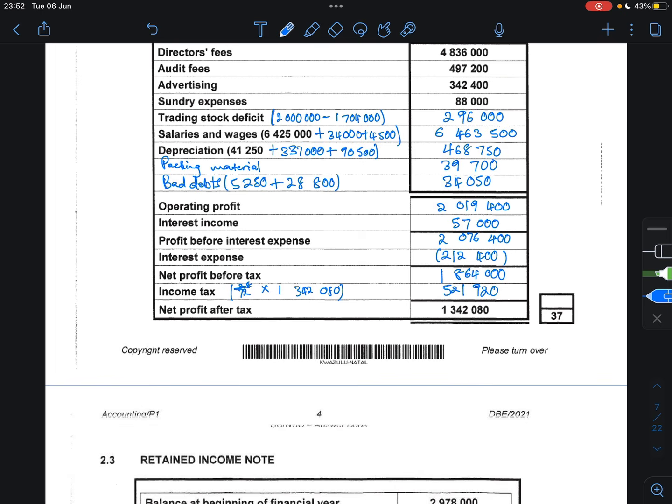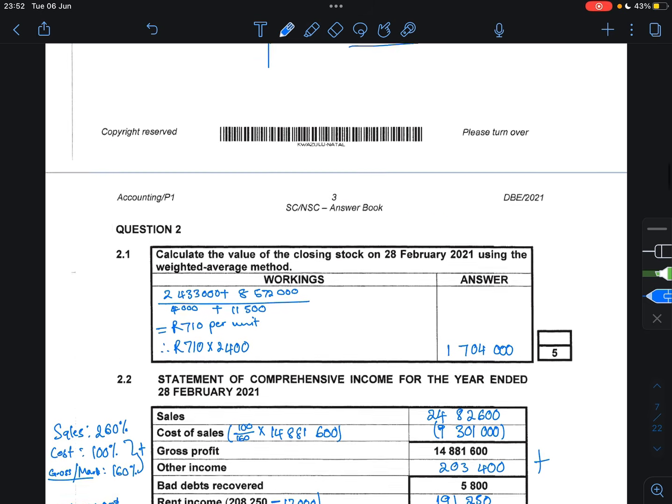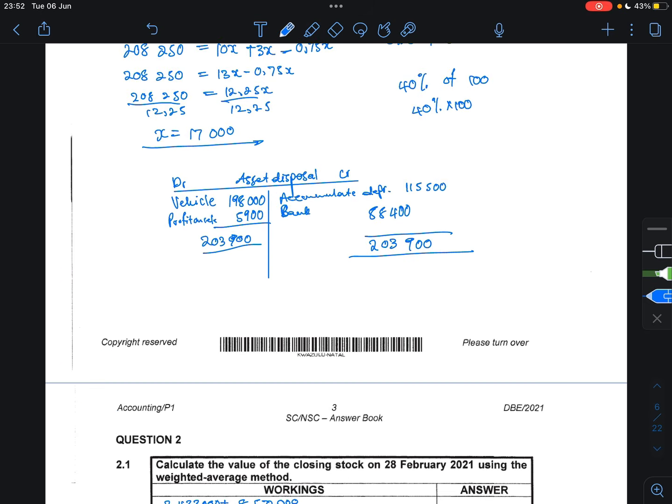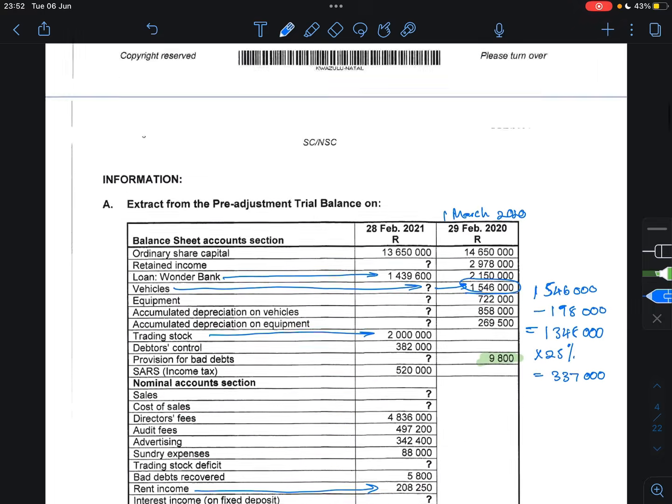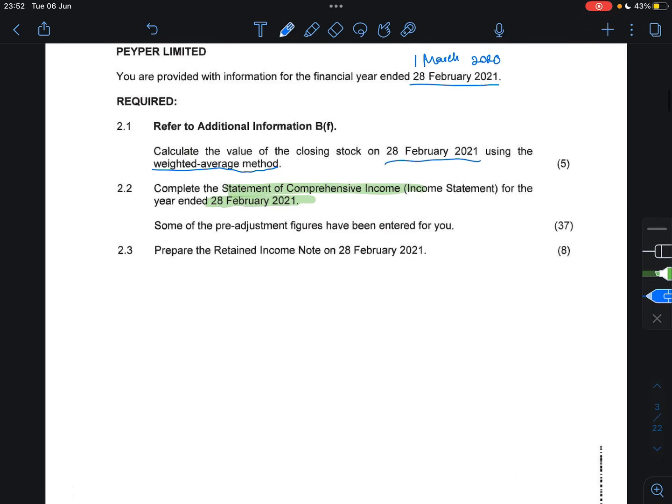Let's just ensure: 2,076,400 minus 2,019,400, and I'm getting 57,000. So this comes to an end of the statement of comprehensive income, and then what we move on next to is our retained income note. So get ready to do the retained income note. All right.